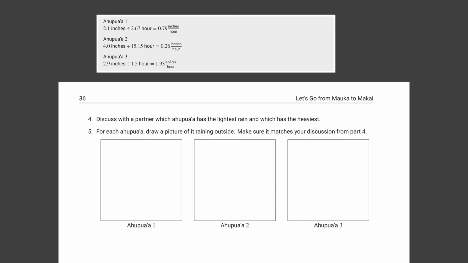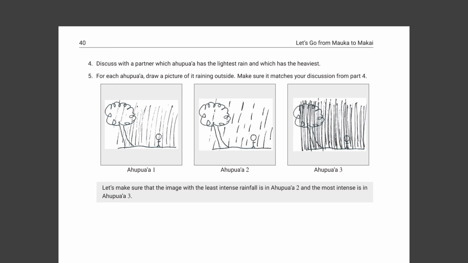Part 5 allows the students to show their understanding in a creative way. Here, we ask students to draw 3 pictures of it raining outside, one for each ahupua'a. We want the students to visualize the mathematics here, so they need to make sure that their drawings match the discussion in the previous part. Feel free to pause the video to make 3 quick sketches on your own. So here are our drawings. As you can see, ahupua'a 2 has the lightest rainfall, and ahupua'a 3 has the heaviest. Ahupua'a 1 is somewhere in between.